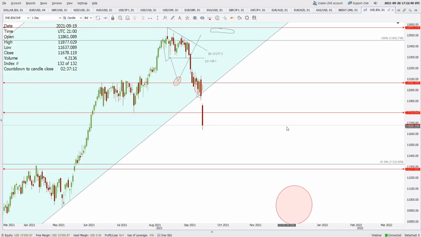So right now 11,793 is the resistance, and 11,277 is the support for this market.